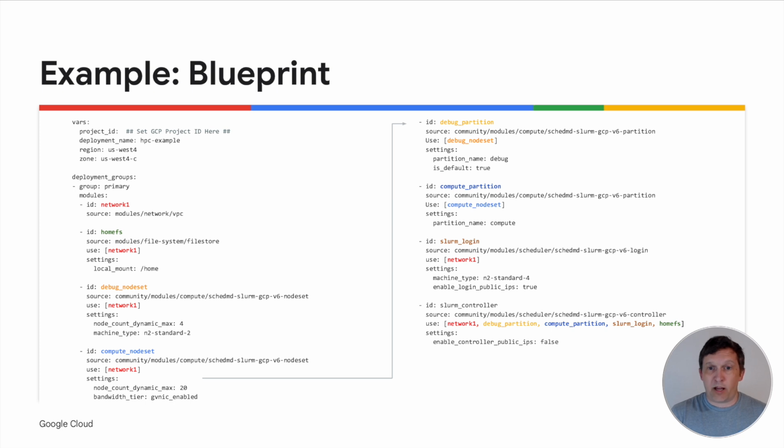Almost done. We then add a Slurm login node, which here we're going to give a public IP address. They can also be private IP addresses, and you can use IAP SSH tunneling through gcloud to reach the login nodes without a public address. Finally, we define a Slurm controller, which uses the network, partitions, login nodes, and home file systems. At the end, you've got a fully functioning auto-scaling Slurm cluster.